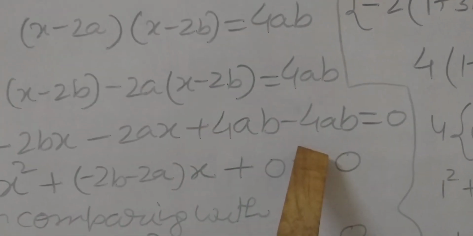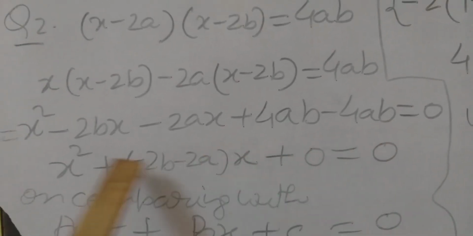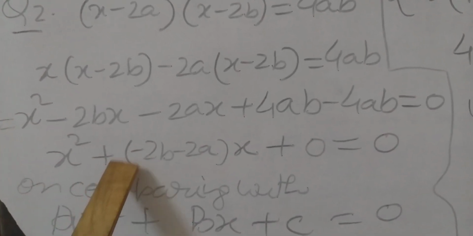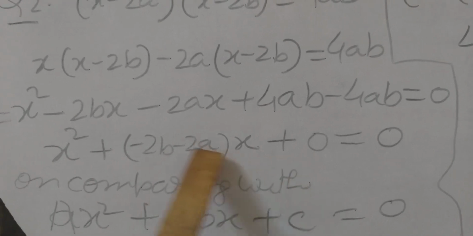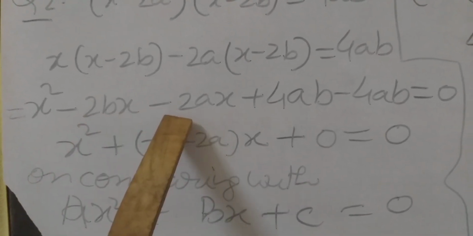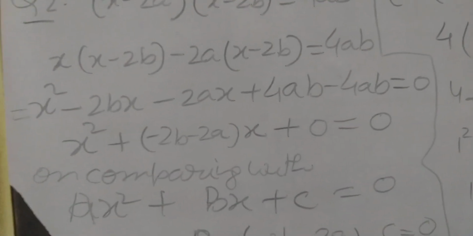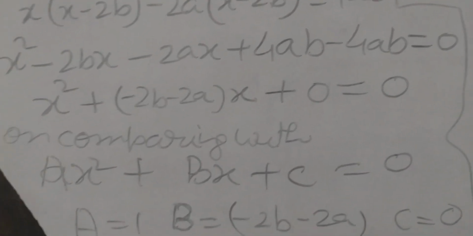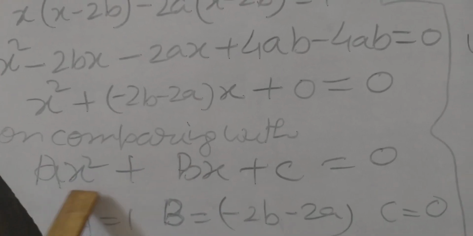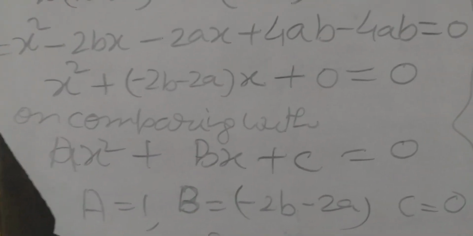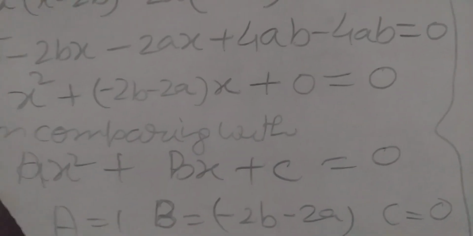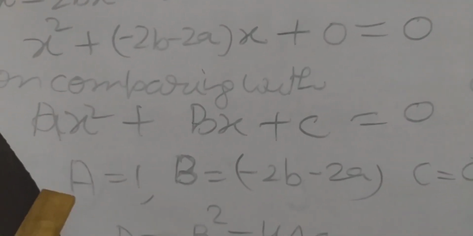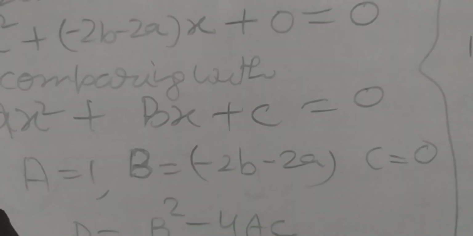this side. 4ab cancels, students. x square plus, I have taken minus common outside. What is left here? Minus 2b minus 2a in bracket, x, plus 0 equals 0. Now let us compare the equation with ax square plus bx plus c. Student, in the equation small a and small b are given to us. Correct? That's why I have taken here capital A, capital B and capital C.